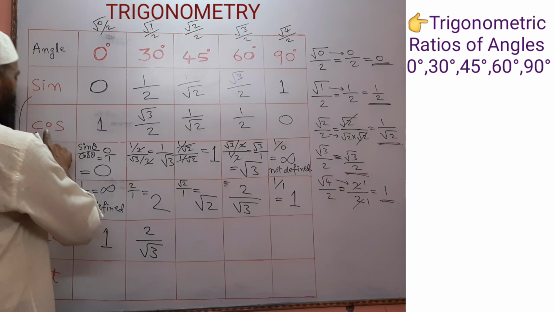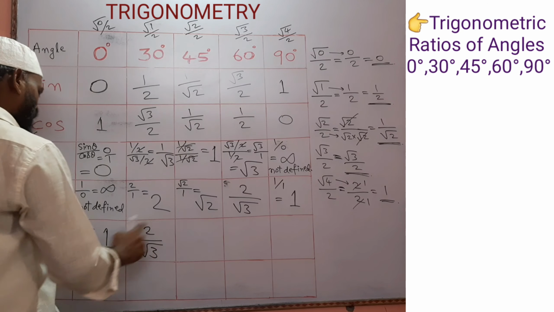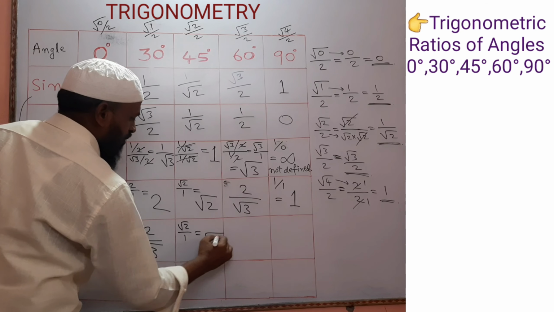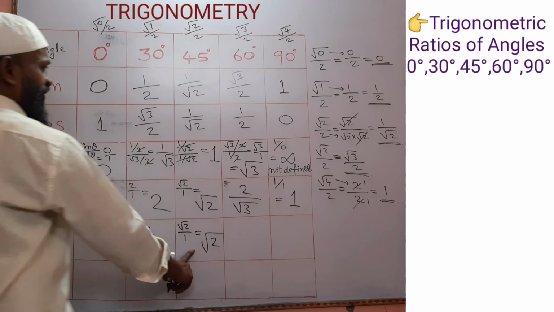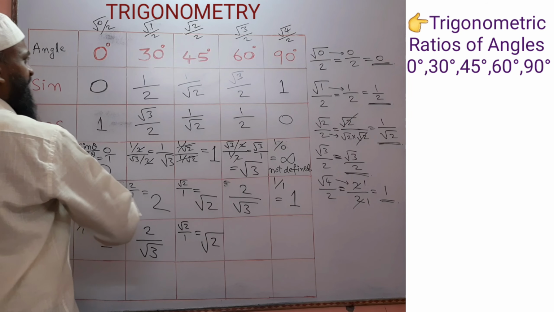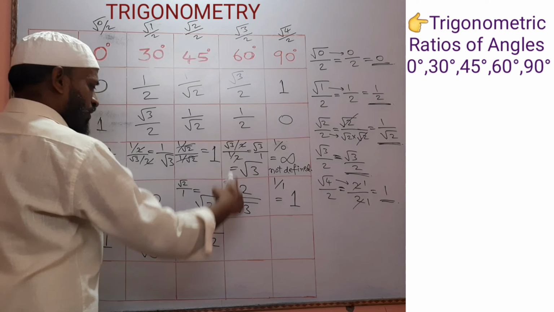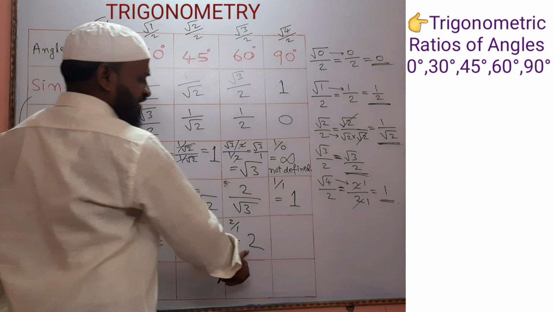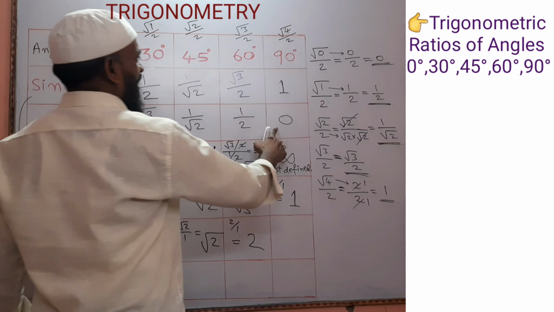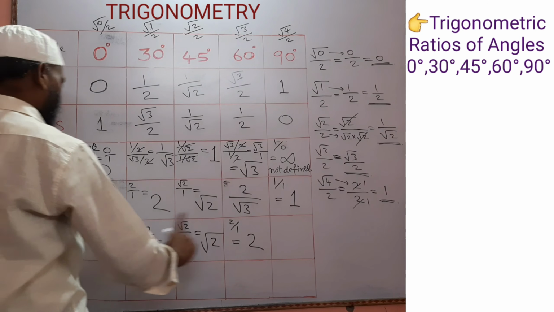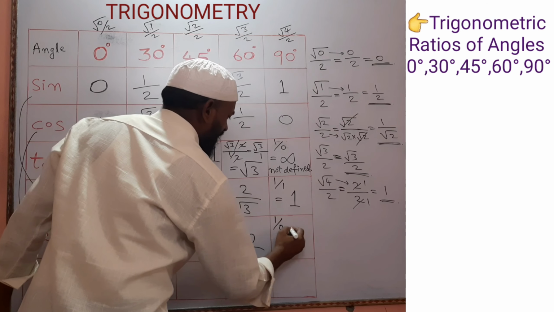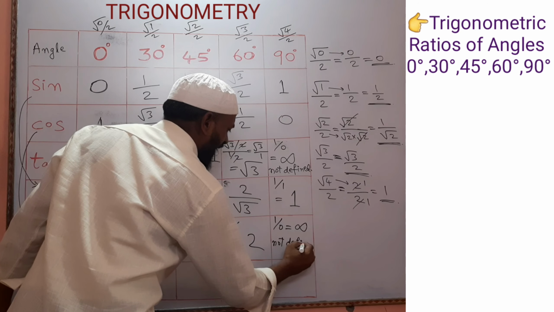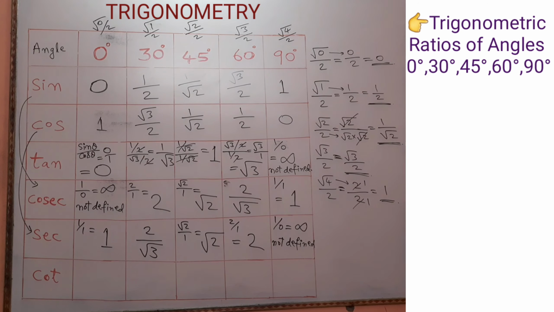2 by root 3. Next, cos 45 degree is 1 by root 2. Reciprocal of 1 by root 2 is what? Root 2 by 1, nothing but square root 2 only. So sec 45 degree is square root 2. For sec 60 degree, cos 60 is what? 1 by 2. Reciprocal of 1 by 2 is 2 by 1, nothing but 2. So sec 60 degree is 2 only. Cos 90 degree is what? 0. Reciprocal, 1 by 0, is nothing but undefined. So the answer is sec 90 is not defined.